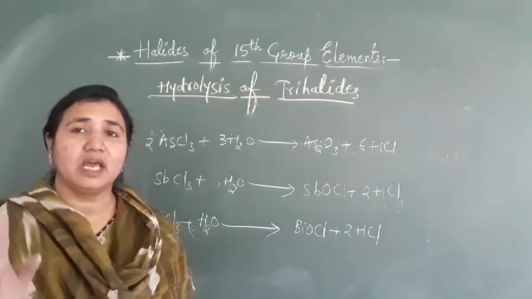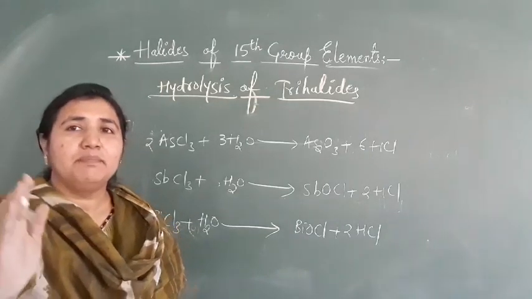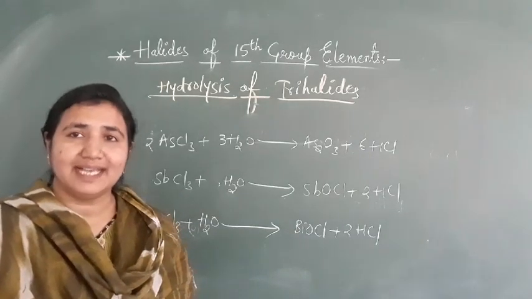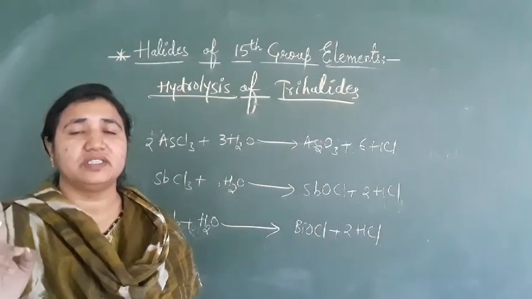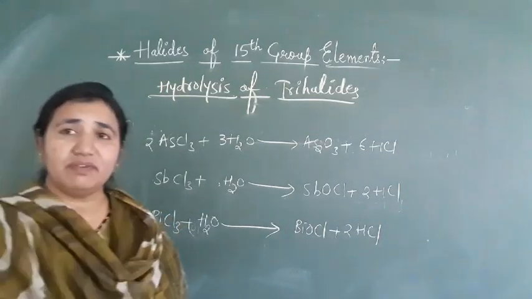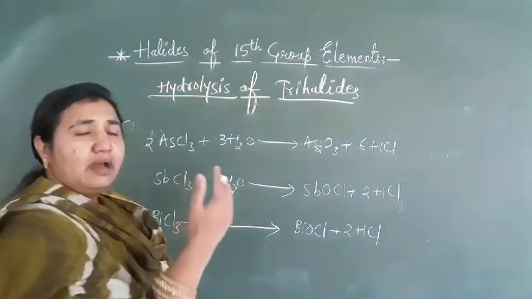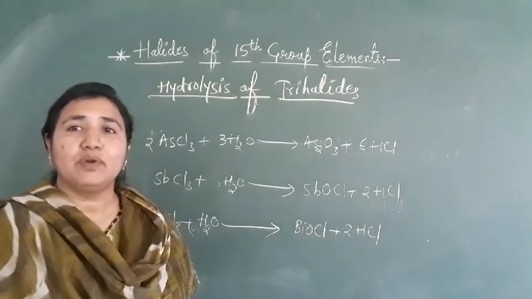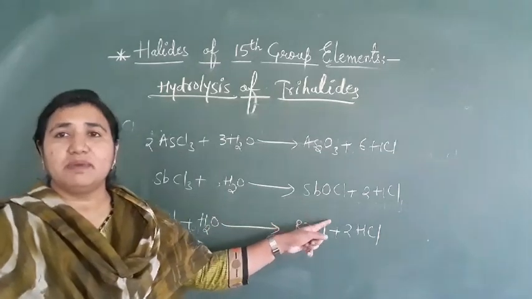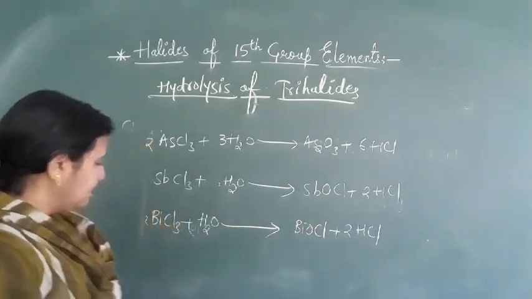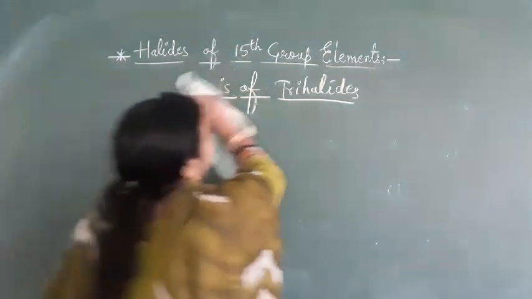This one is not that important, but two reactions are very important, for nitrogen and phosphorus. Remember, NCl3 on hydrolysis gives ammonia and HOCl, hypochlorous acid, and PCl3 on hydrolysis gives phosphorus acid, H3PO3, plus 3HCl. They can make a question from these two reactions. So this is about hydrolysis of trihalides.